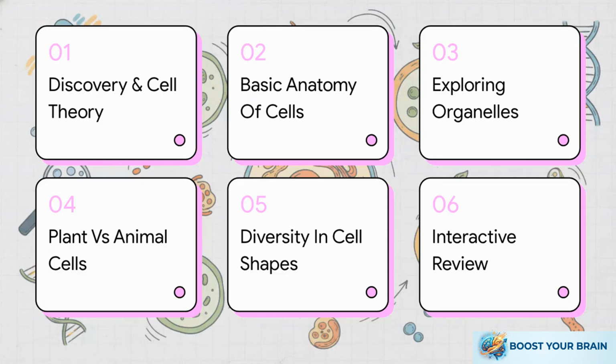Here is our roadmap for today's journey. We'll be covering 1. Discovery and cell theory, 2. Basic anatomy of cells, 3. Exploring cell organelles, 4. Plant versus animal cells, 5. Diversity in cell shapes, and finally, we'll wrap up with some interactive review questions.